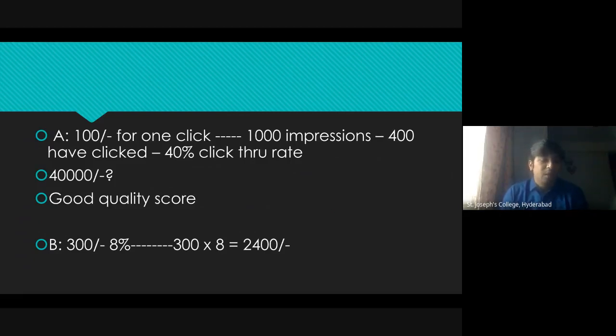Next is company B, 300 for one click, 8% is the CTR, 2,400. If the quality score is really high, that amount can increase. 2,400 can increase to 3,000 or more also. So that's about CPC and CPM, the payment modes of online advertising.